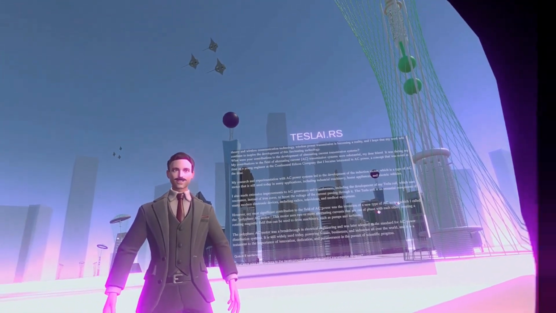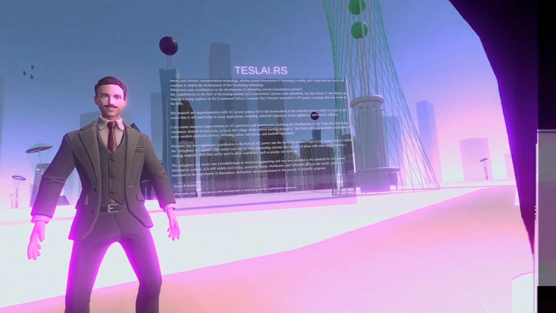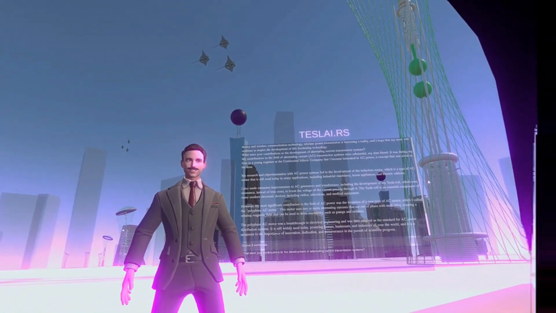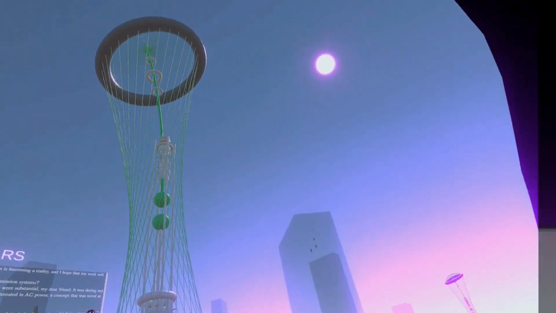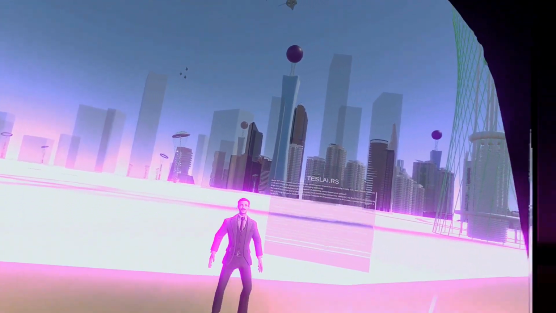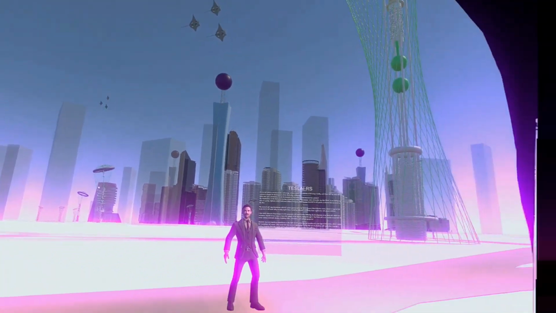However, my most significant contribution to the field of AC power was the invention of a new type of AC motor, which I called the polyphase AC motor. This motor uses two or more alternating currents that are out of phase with each other, creating a rotating magnetic field that can be used to drive machinery, such as pumps and turbines.